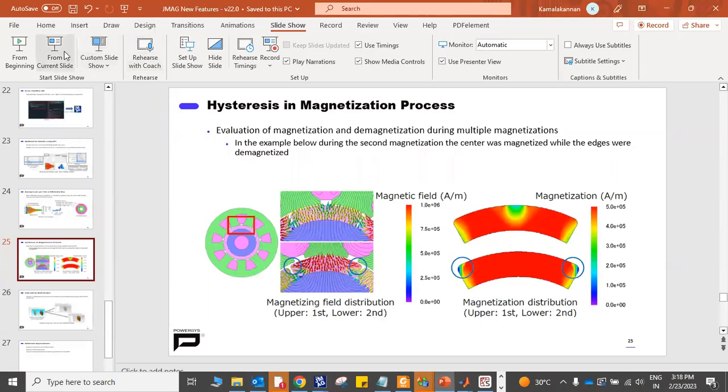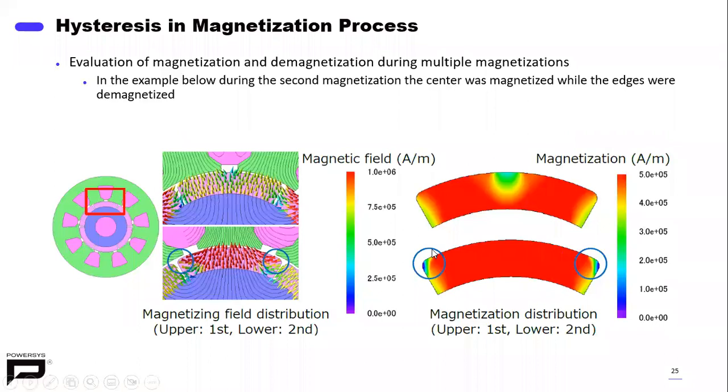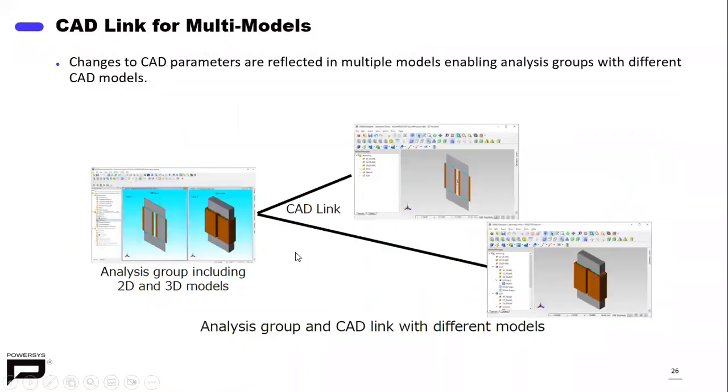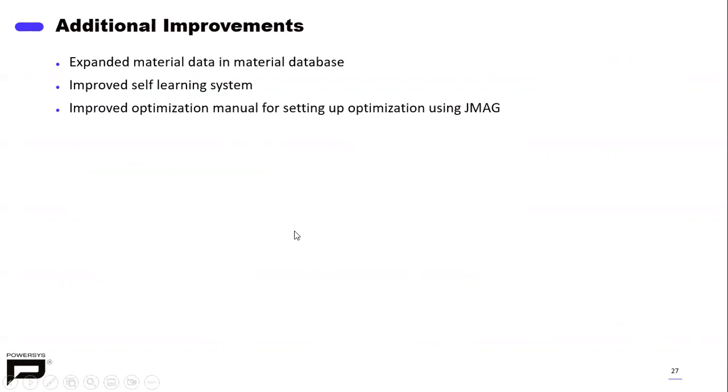And apart from that, another enhancement is that previously it was not possible to use a different CAD link editor for a different model that exists in the same designer window. Now it is possible to use multiple CAD link editors for the different models that exist in the same designer window. So that is possible in version 22.0.